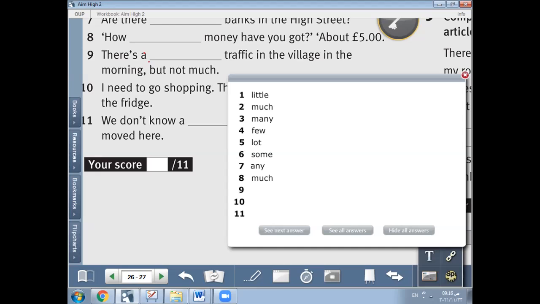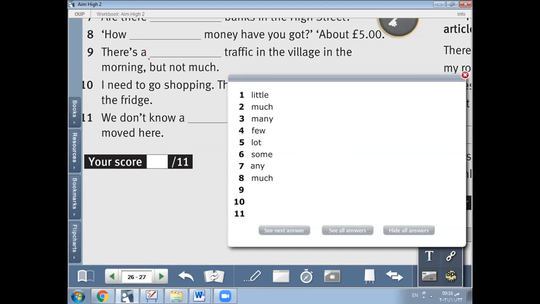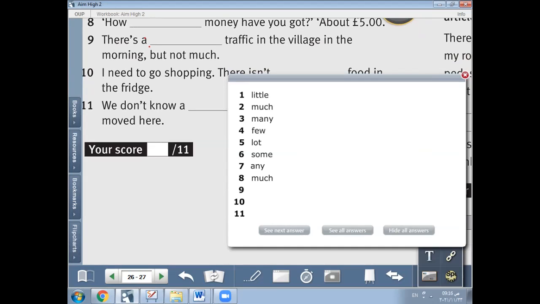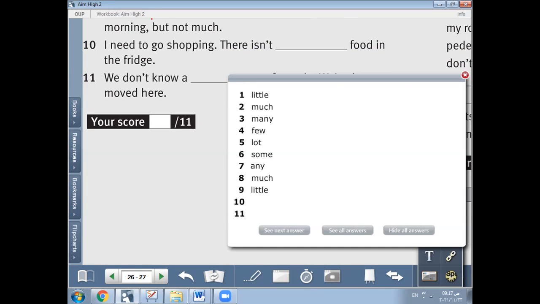Singular form, so it is considered uncountable. Yalla Qusay. There is traffic in the village in the morning but not much. There is traffic, a little or a few? Yeah, good. We have a little traffic. Traffic. I need.